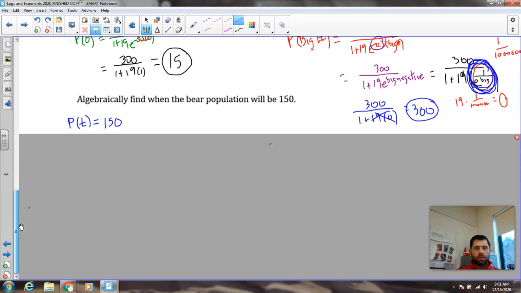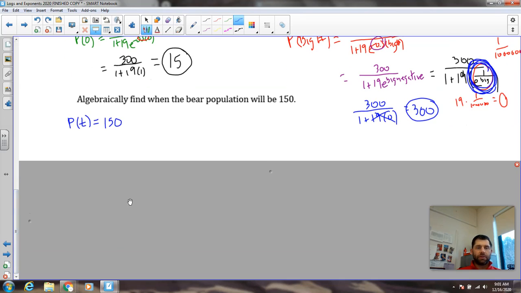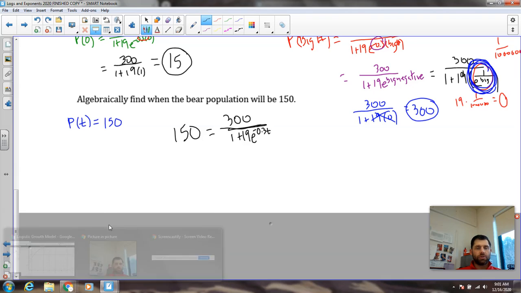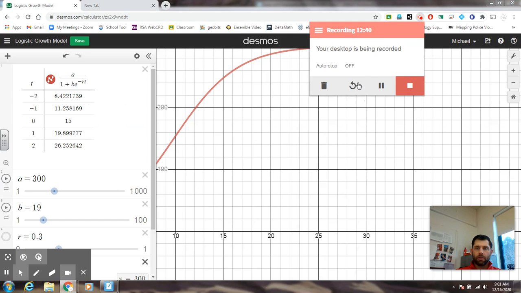Okay? So last thing, when will the bear population be 150? This is just a little more practice with our equation solving. So we have 150 is our output. We need to work backwards and figure out what the time is. So we have 1 plus 19 e to the negative 0.3t. I'm going to pause here, and I'll fill it in while I'm paused, so you can work through this on your own. Hopefully we should be feeling good about a question like this. And then when I unpause, you'll see my answer.